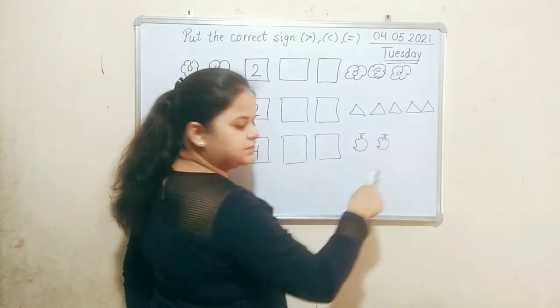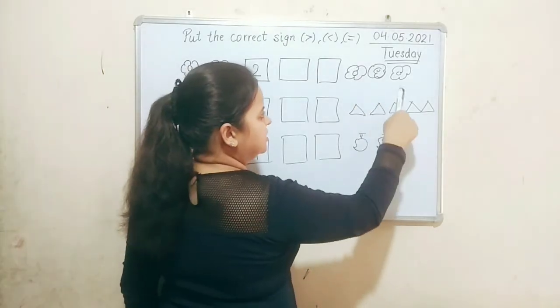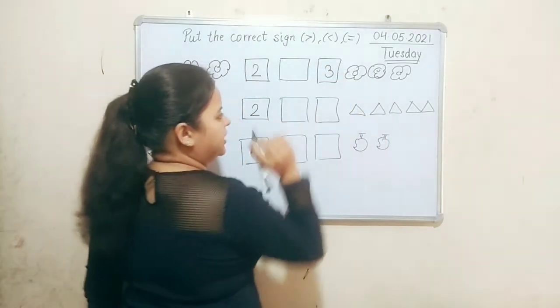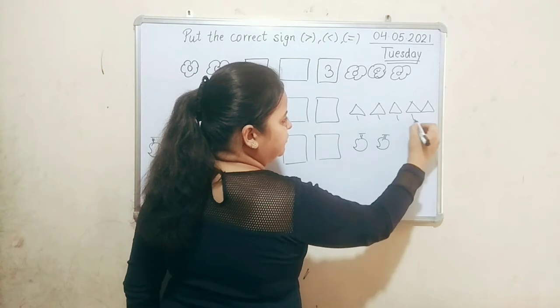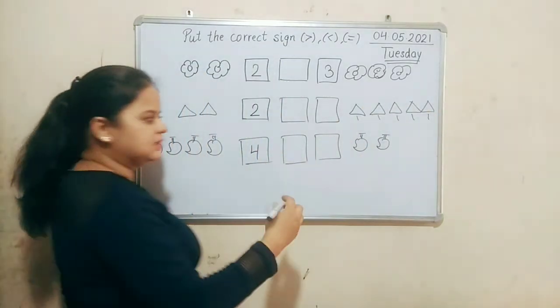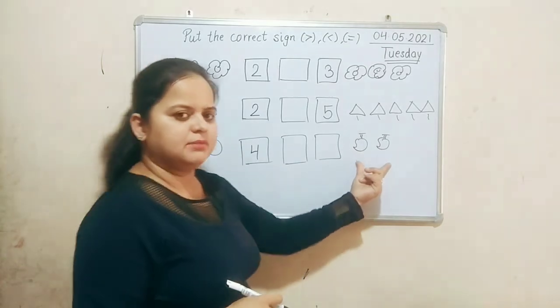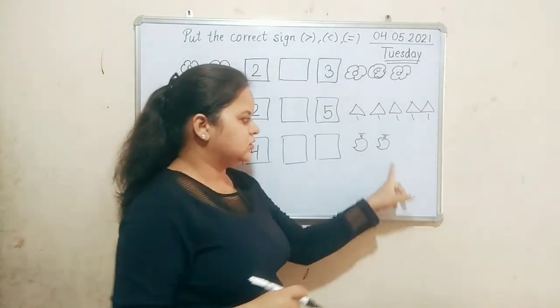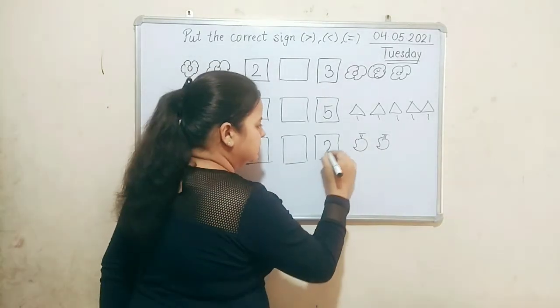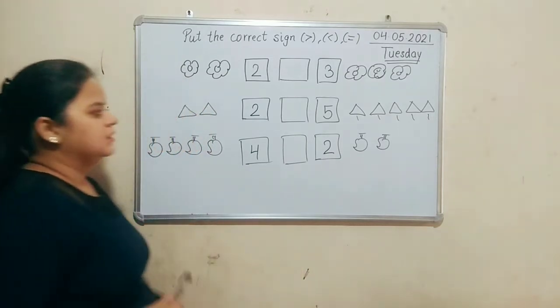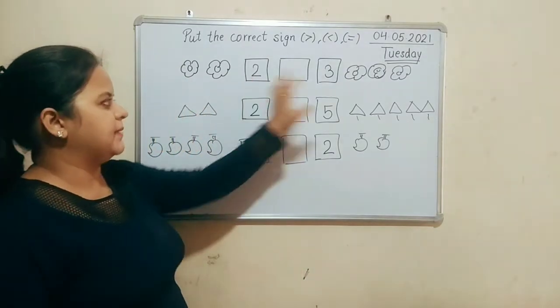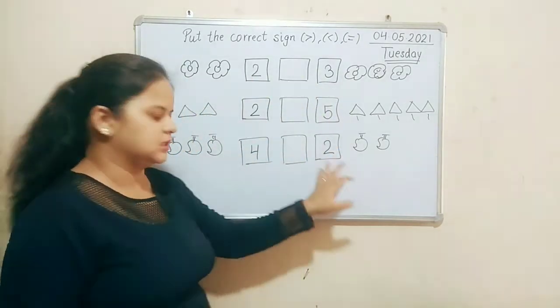Now we will count these pictures. 1, 2, 3. 3. Now 1, 2, 3, 4, 5. How many triangles? 5. And now count the mangoes. 1, 2. Only 2 mangoes. Now we have to do the comparison of these numbers.